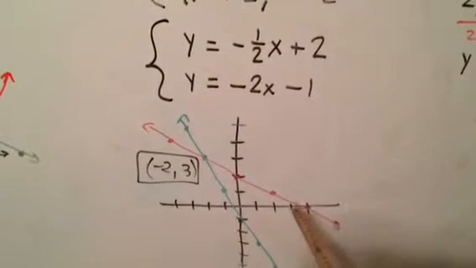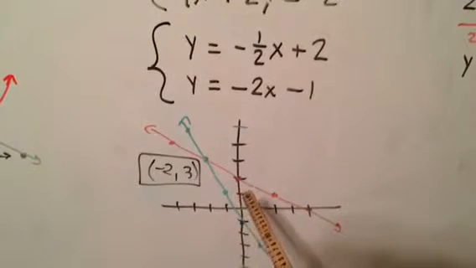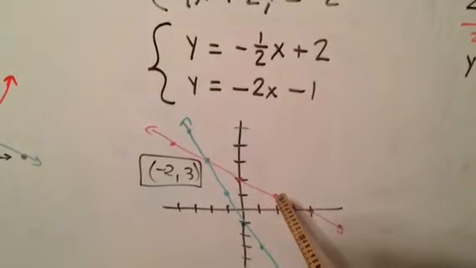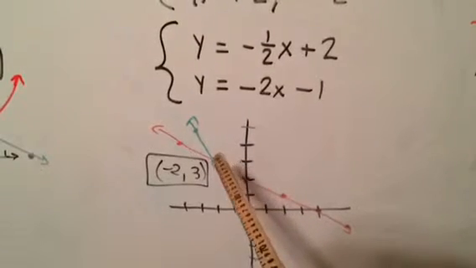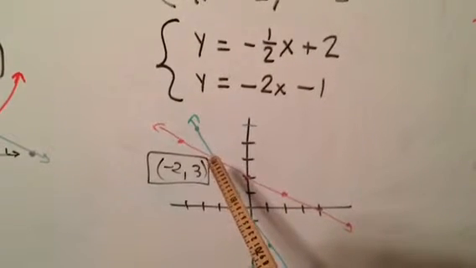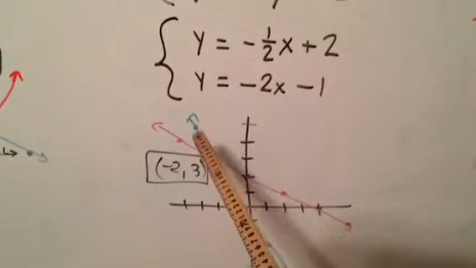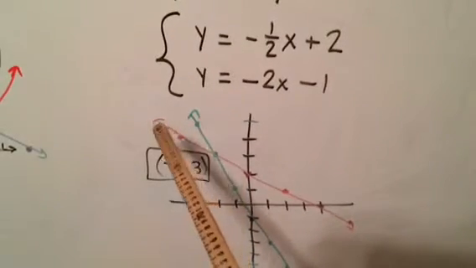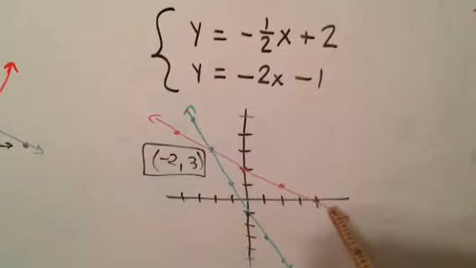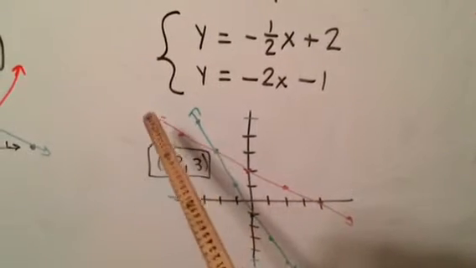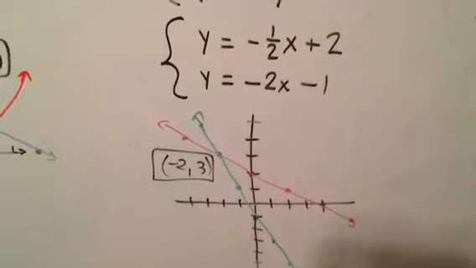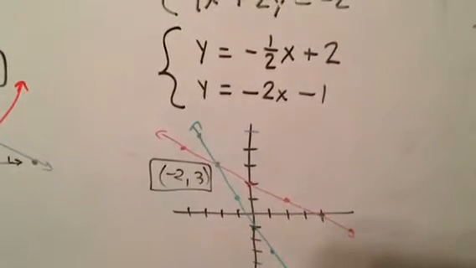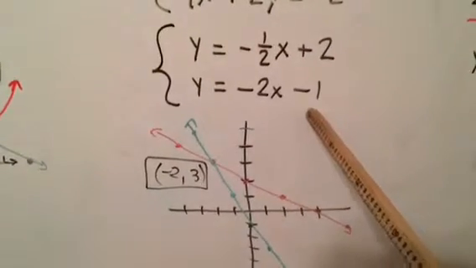I can also go backwards instead of coming down 1 and to the right 2. I can reverse the process and go up 1 and back to the left 2. I get a point. Up 1 and back to the left 2. I get a point. And so that allows me to draw a line that stretches across the entire span of my graph.